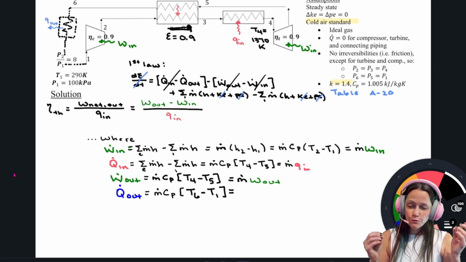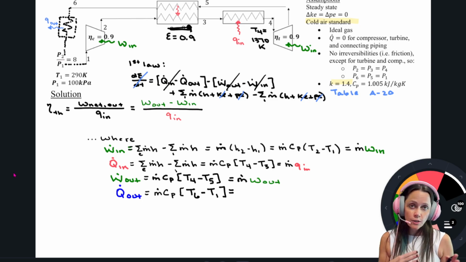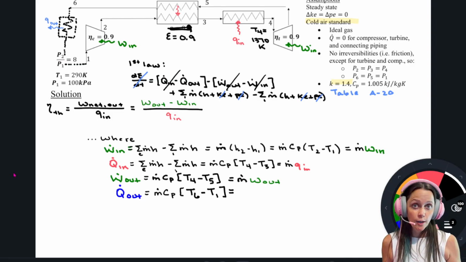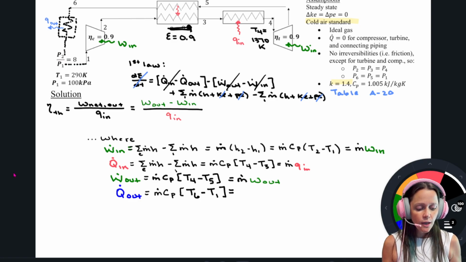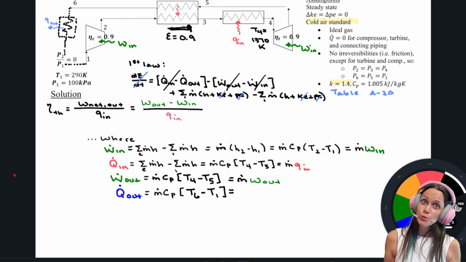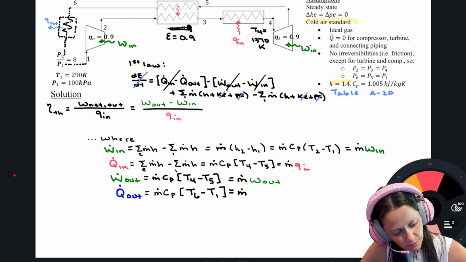And again, that sort of mental exercise about which temperature is going to be higher works here too, right? I know all of these are going to be delta H's. They're all going to boil down to CP delta T when I apply that constant specific heats assumption, that cold air standard assumption. And so it's just a matter of which temperature is the highest. Well, T6, for example, is bigger because your temperature is going to be higher before you reject the heat than after. And then this just becomes M dot times little q out.